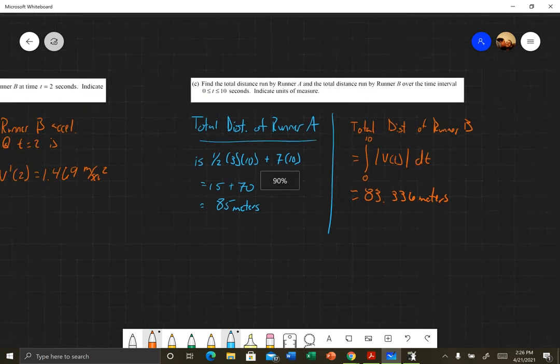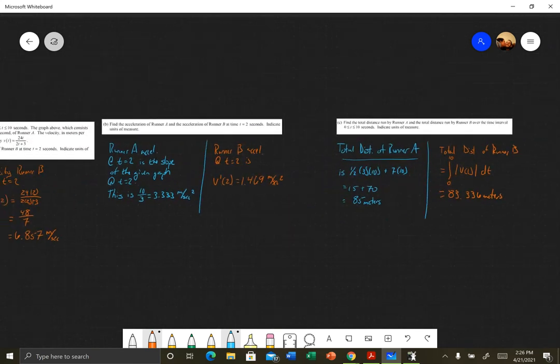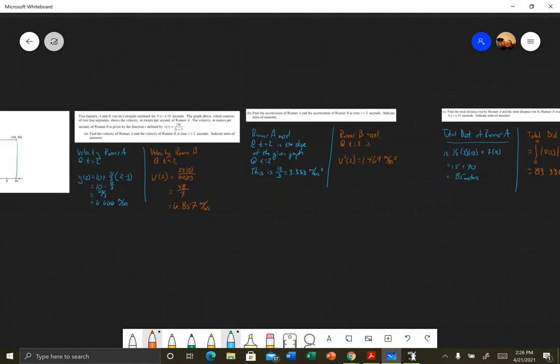Okay, and that's the entire problem right there. So this was really about understanding velocity, acceleration, and total distance, and knowing how to not only manipulate a formula, but also how to manipulate a graph.